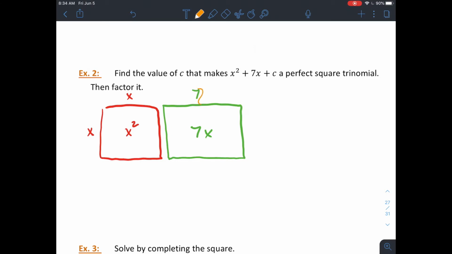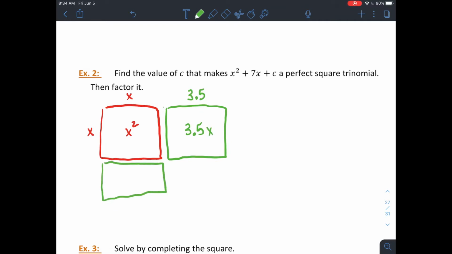This one's a little bit messier because I want to make x squared plus 7x plus c a perfect square trinomial, but 7 doesn't divide evenly by 2. So when I rearrange this area to create a perfect square, I'm going to have some fractions involved. So taking half of my length and rearranging it, half of 7 is 3.5, or actually fractions are kind of going to be nicer on these, so 7 over 2 would work as well.